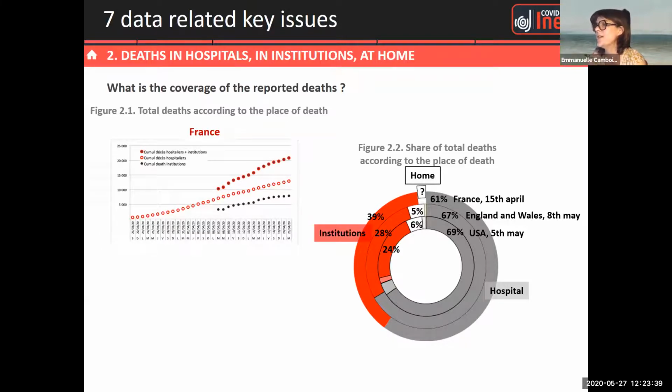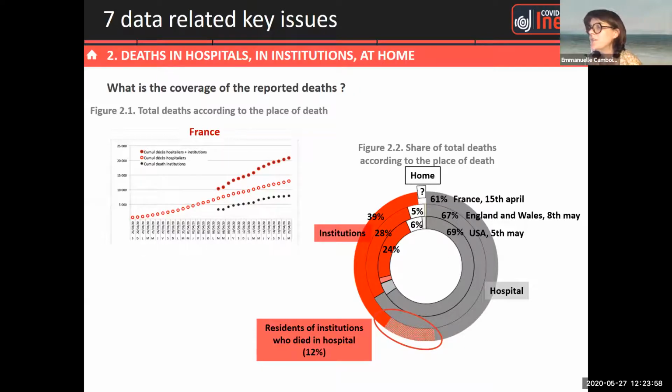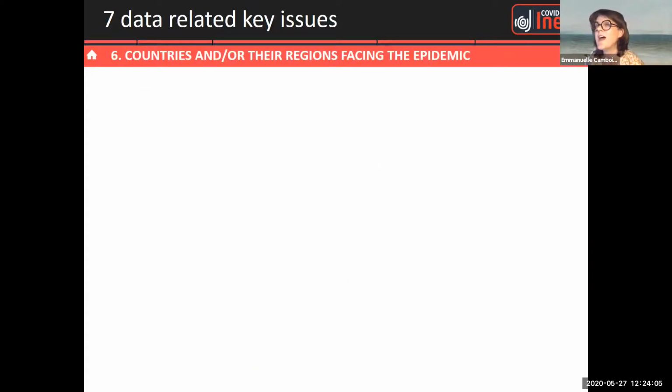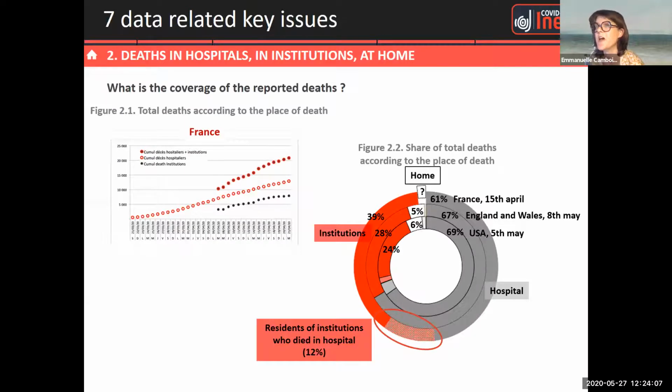Another information coming from France, which is interesting, is that part of the deaths occurring in hospital actually is death of people that are the residents of elderly institution. And it's not negligible. You can see that 12% of the total COVID deaths occur in hospital, by residents of institution. That makes the interesting point that half of the deaths by COVID in France are actually death of people living in institution for elderly population.